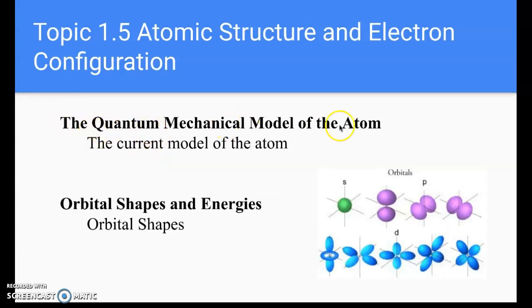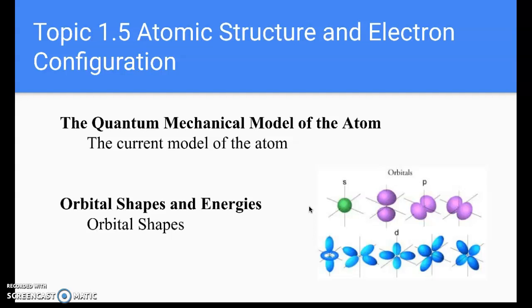Okay, next we have the quantum mechanical model of the atom. That's the current model of the atom that we're working with. It's a very deep subject, and you don't need to know that much about it. But all the following information is referring to the quantum mechanical model. Okay, so we have orbital shapes and energies. Orbitals are regions of space that can hold electrons. Now they have different shapes. I put a picture of them there, but you do not need to know the different shapes of the orbitals. Okay, just know that that's where electrons go.